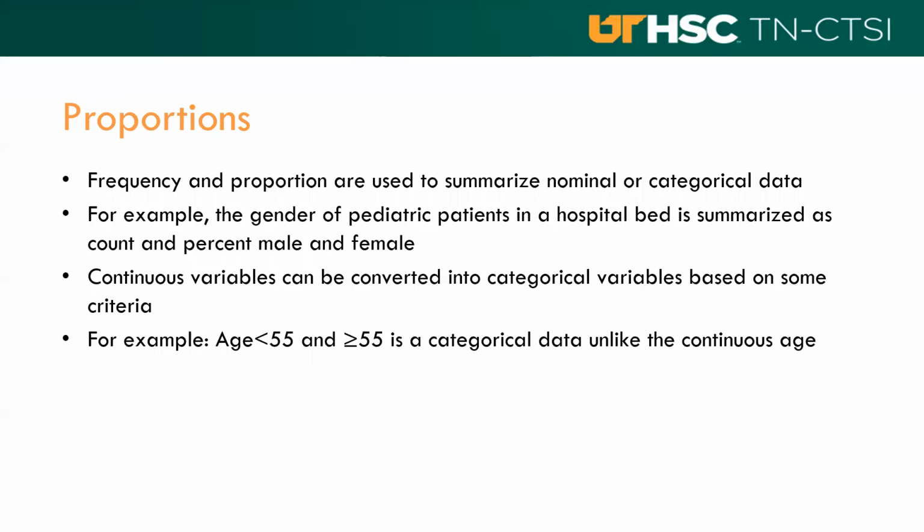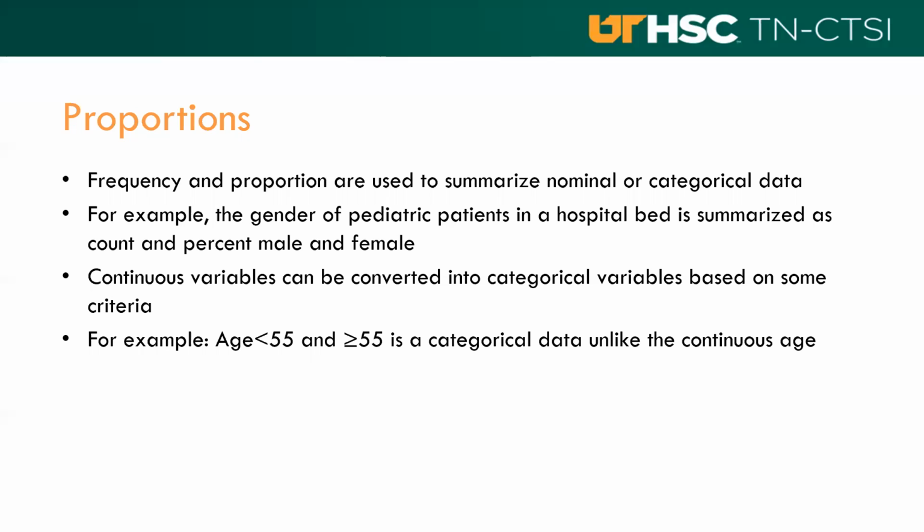For proportions, we report frequency, how frequent the data is. For example, if the data is about gender, we report the number of male participants in the study and the number of female participants in the study with the proportion. So out of 100 participants, maybe there are 55 female and 45 male, and the proportion is 55% female in the hypothetical data. So frequency and proportions are used to summarize nominal or categorical types of data.